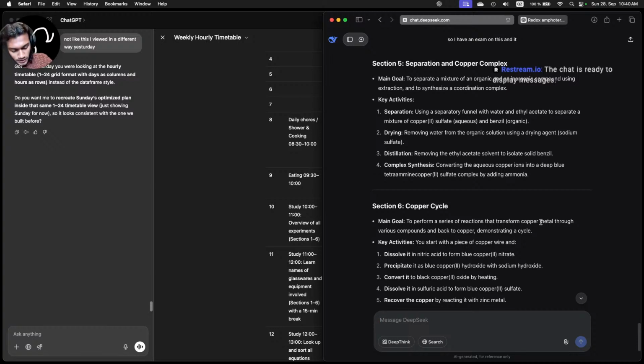That's section 5. Last, section 6: the copper cycle. That's the big one. And a question from the copper cycle is a must. It's always there.